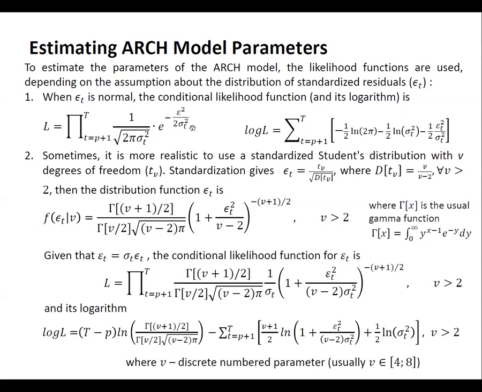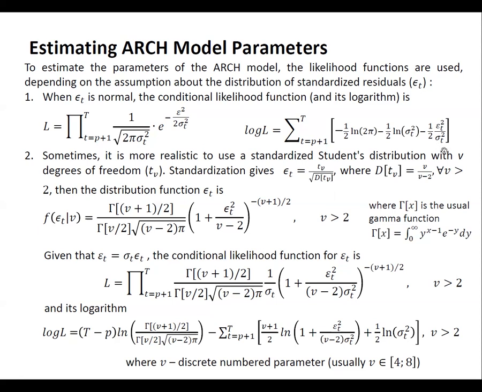Taking the logarithm for convenience, to get rid of these products, gives us the logarithm of the conditional likelihood function, log L. This is the sum over the observations. The first term is just a constant. It does not affect the maximum. The second term depends on the variance estimate. And the third term depends on the squared ARMA residuals and the model variance estimated by ARCH.